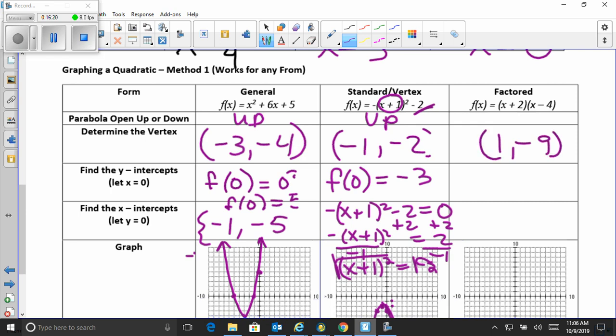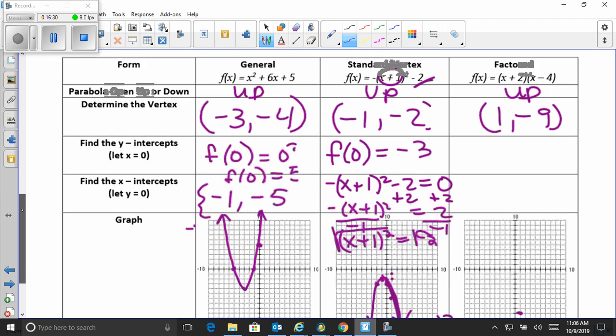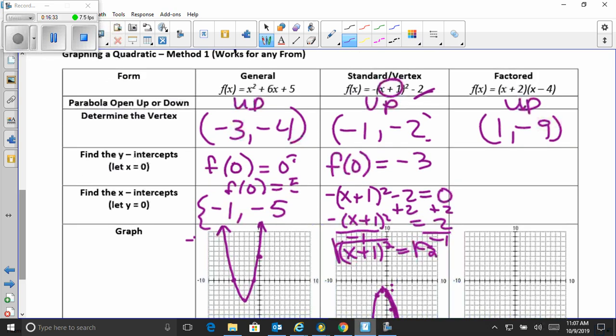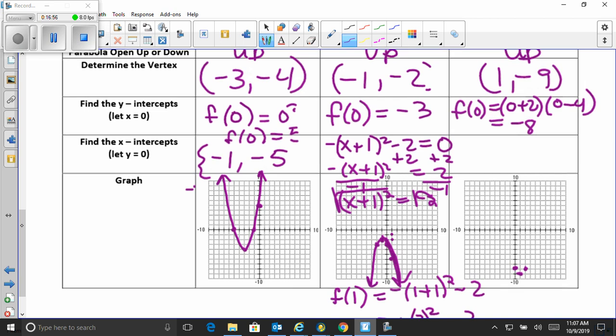We already know it's going up. It's positive. So (1, -9), it's way down here. We're going to use more information. So we need to find our y-intercept, so we have to do the f of 0. It's going to be 0 plus 2, which is just 2, times 0 minus 4. So what's that going to be? 2 times -4, which is -8. So at 0, it's -8. That means it's going to be -8 over here too, because remember it's symmetric, so we can just go up both sides.